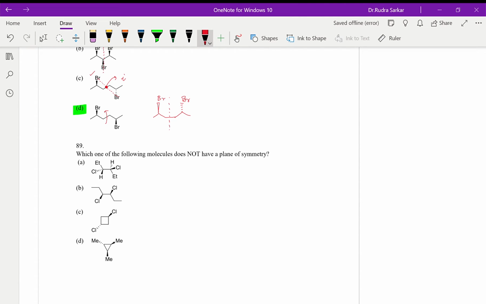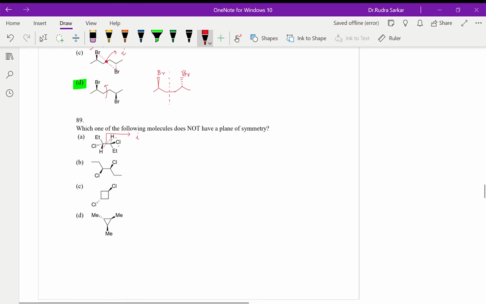for A, what we can see is this H is above and that H is behind. This Cl is behind and that Cl is above. So obviously from this H, if we start, this is the center of inversion, we can say. Please understand, this is the center of inversion. The same center of inversion is also there for the chlorine.